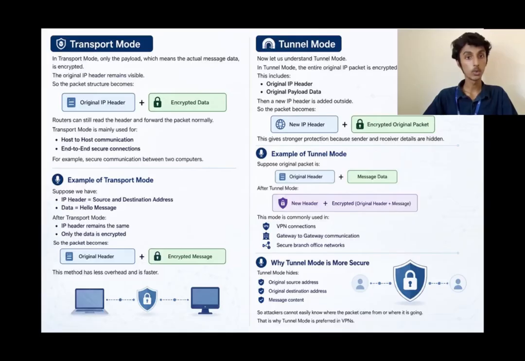Why is tunnel mode more secure? Tunnel mode hides the original source address, original destination address, and message content, so attackers cannot easily know where the packet came from or where it is going. This is why tunnel mode is preferred in VPNs.